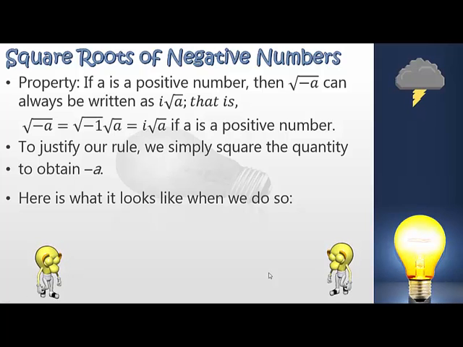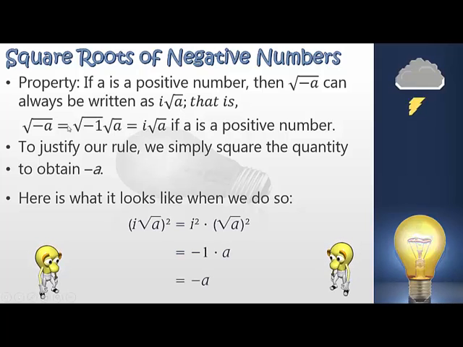So we call the property, if a is positive, then the square root of negative a can always be written as i times the square root of a, where we take out that negative 1, and then the a, and then we can actually figure out what the root of a is if there's a perfect square there. So this is here what I just said. You take out the negative 1, which is defined as i, and there's the a, and so that makes a positive number.